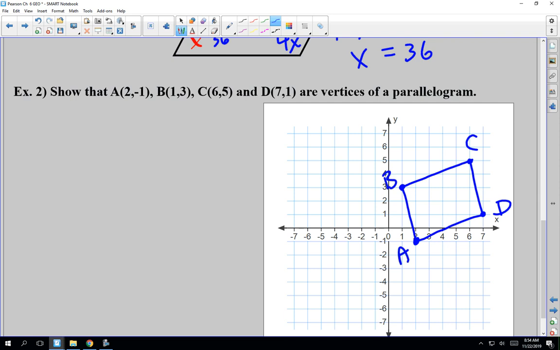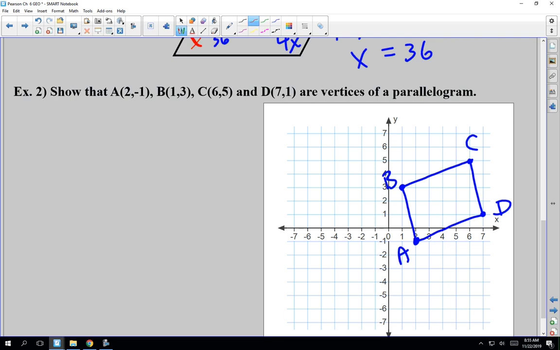Just for practice, because the previous section was the definition of a parallelogram. So that's when we proved the opposite sides are parallel. This one we have a theorem, 6-8, that says if the opposite sides are the same length, then it's a parallelogram. So I'm going to do a little review of the Pythagorean theorem in this one. So we'll do it that way.